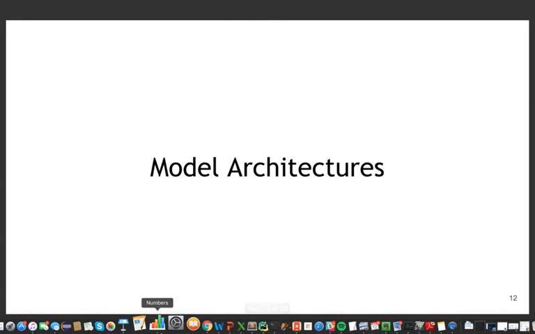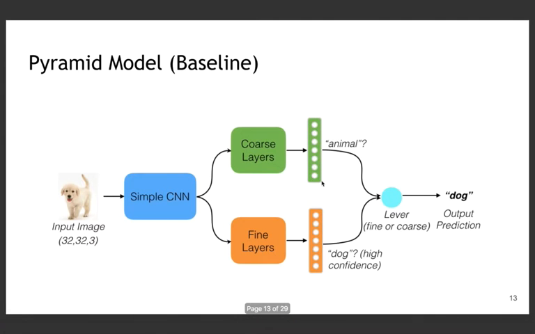Great, so let's take a look at our model architectures. First we start off with a pyramid model, which we use as the baseline. It's essentially a branching model that starts with a shared CNN and then splits into a coarse and a fine branch, which don't share weights. For an image, it first predicts both coarse and fine labels together with a confidence score on the fine prediction, and then uses a threshold to decide which one of those two, coarse or fine, to predict. The model is learned by minimizing both the coarse and fine cross-entropy loss jointly.